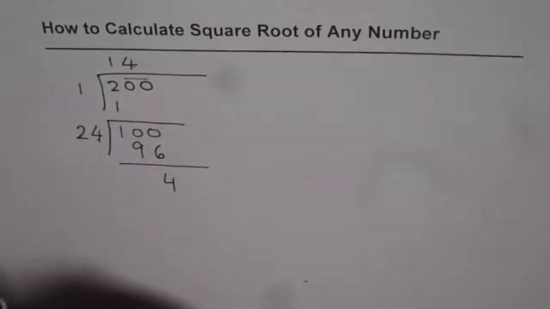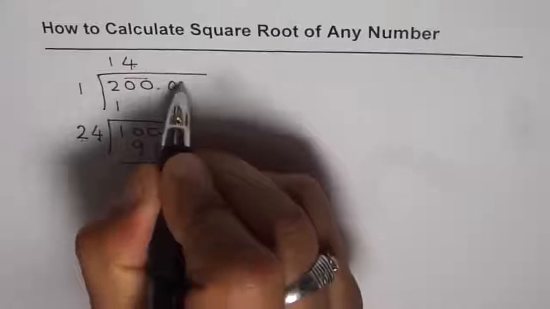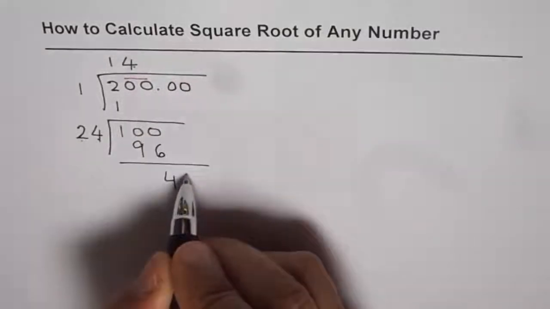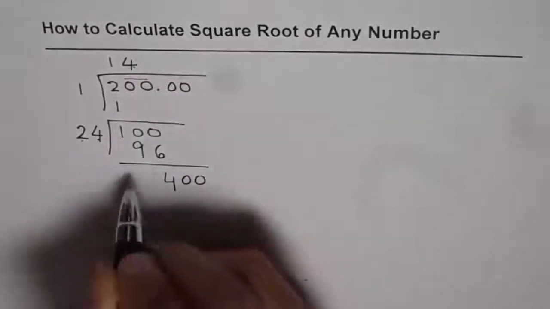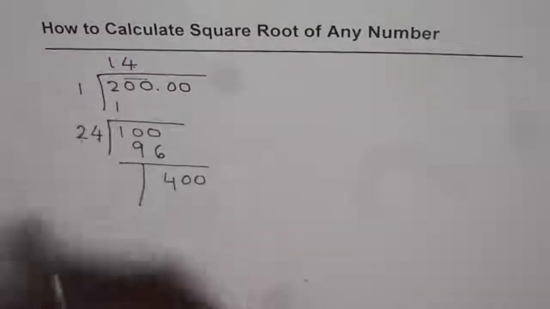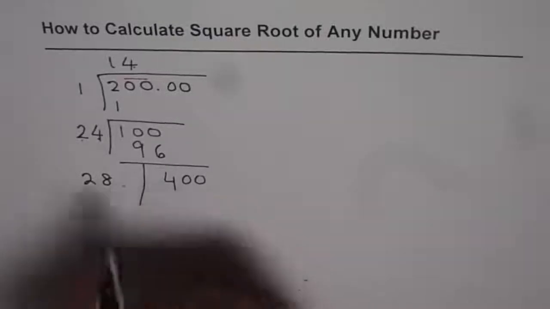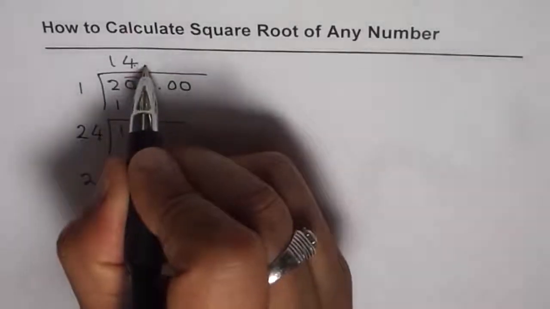Very close if we are considering the whole numbers. So if you want to go further, then we can add a decimal and 2 zeros. Bring down both these zeros. And then again we'll start with our process, which is 2 times 14. So the number is 28. And now we have to write some number here and some number there with decimal in between.